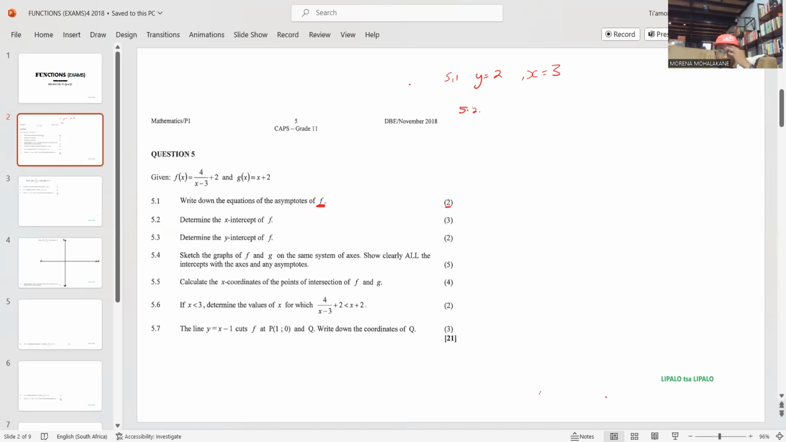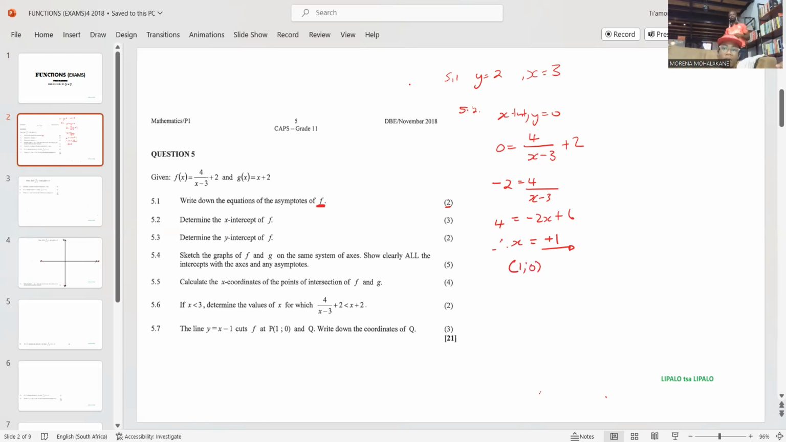Determine the x-intercepts of f. With x-intercept, the value of y is 0. So we have 0 being equal to 4 over x minus 3 plus 2. So -2 equals 4 all over x minus 3. When I cross multiply, I have 4 being equal to -2x plus 6. Therefore, the value of x is 1. So the x-intercept is (1, 0).